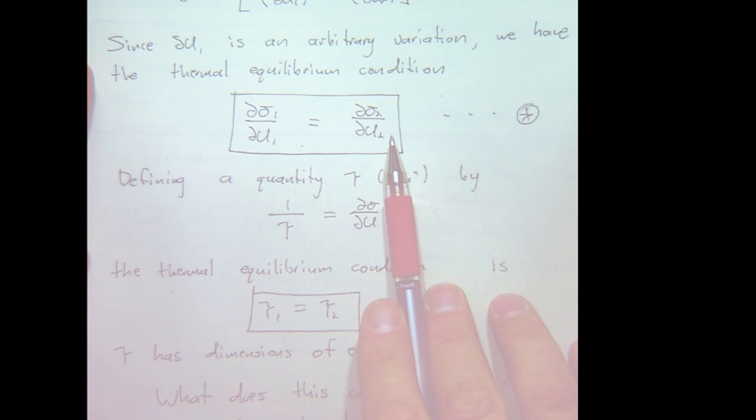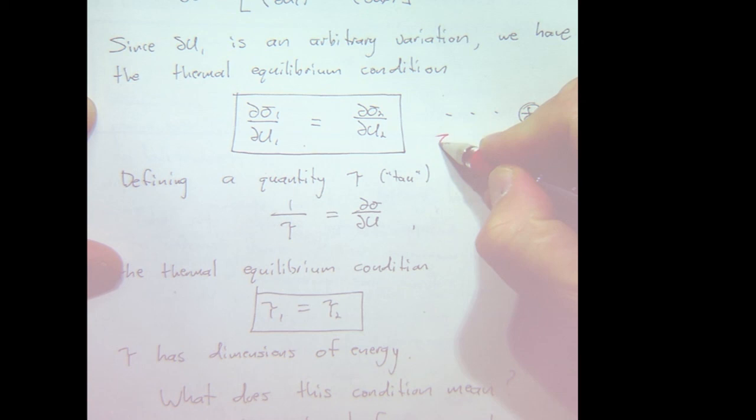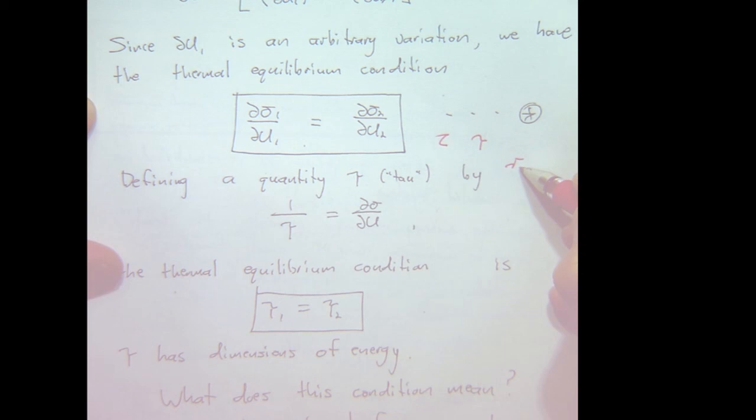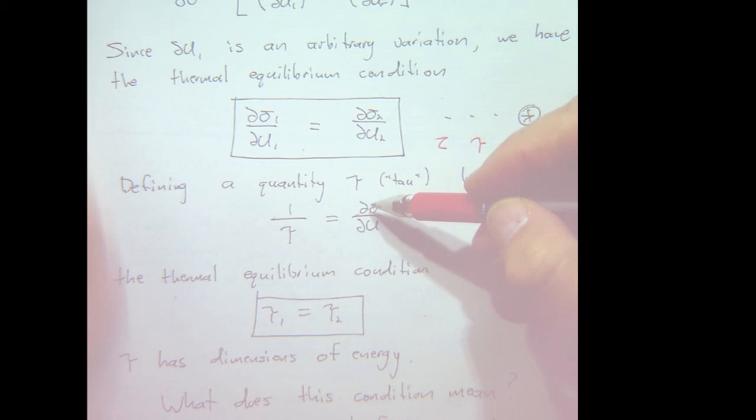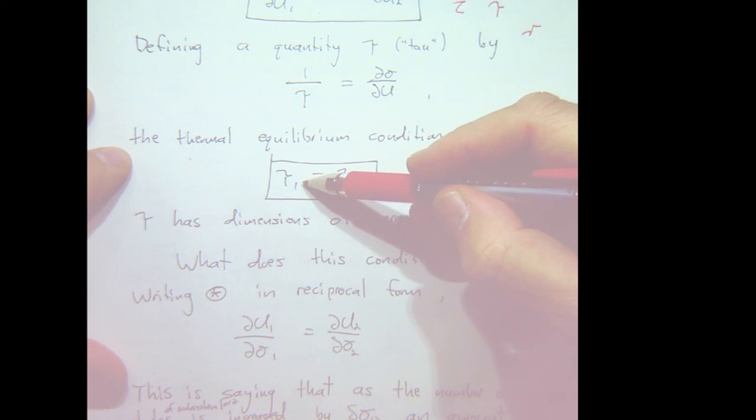Define a quantity tau. This is supposed to be tau. Sometimes I write tau like that, sometimes I write it like that. I want to write it like that, but people complain that it looks like an R. So this is a tau, not an R. R has got a sharp, non-differentiable bit there. So define tau by 1 over tau equals d sigma by dU. Then the thermal equilibrium condition is just tau 1 equals tau 2.